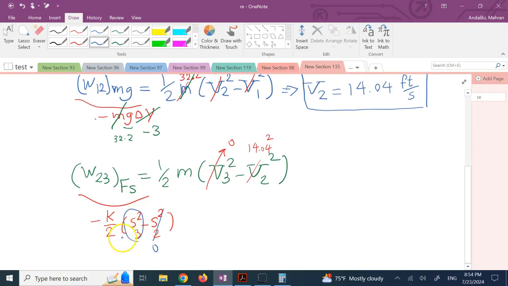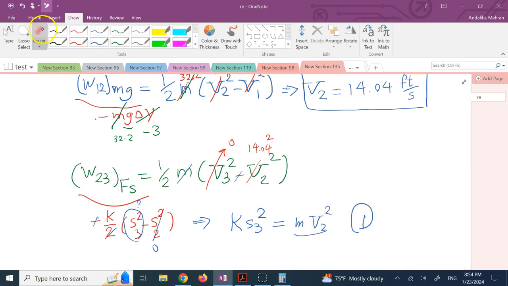But s3, how would you find it? This is not known. So from here, if you solve and get rid of the 1/2 and maybe the negative, you can see that k times s3 squared is equal to m times v2 squared, which is basically a single number. This is just a number. I call it equation 1.